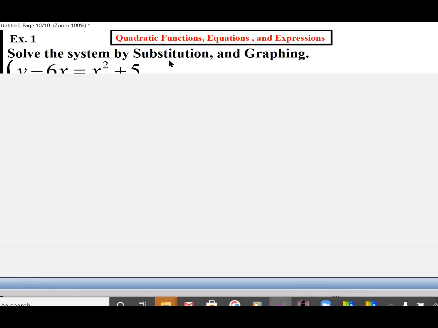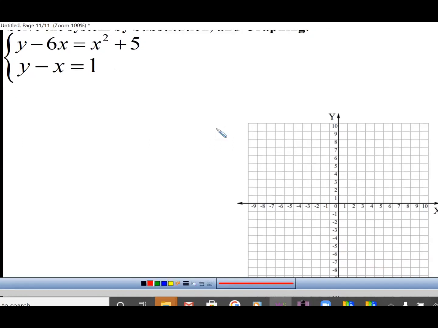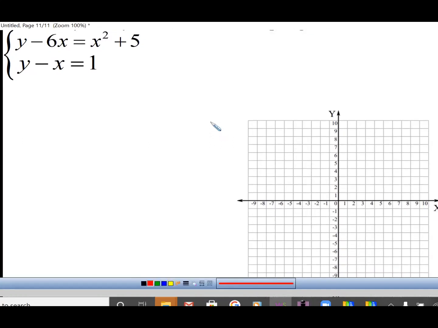So it says solve the system by substitution and graphing. Right now, I'm going to look at what I have. Looks like I have a quadratic equation and a linear equation. How do you know, Mr. Q? Well, the first one has the highest degree of 2. The other one does not have an exponent, which tells me that if it has a variable, it's to the first degree. It's a linear.